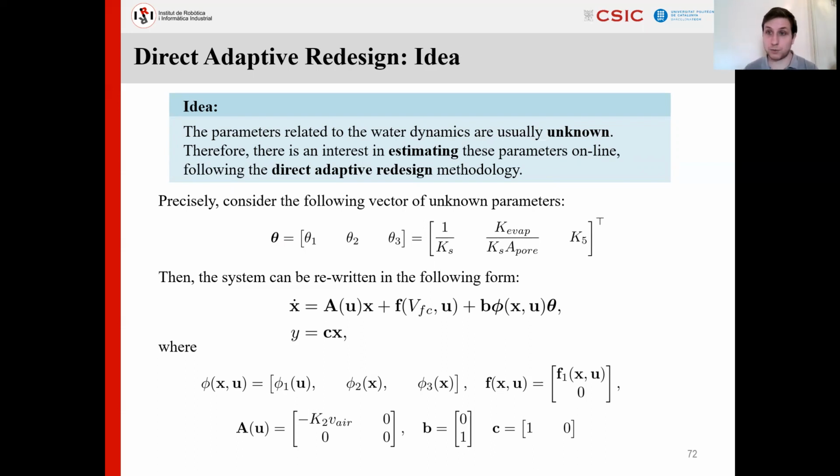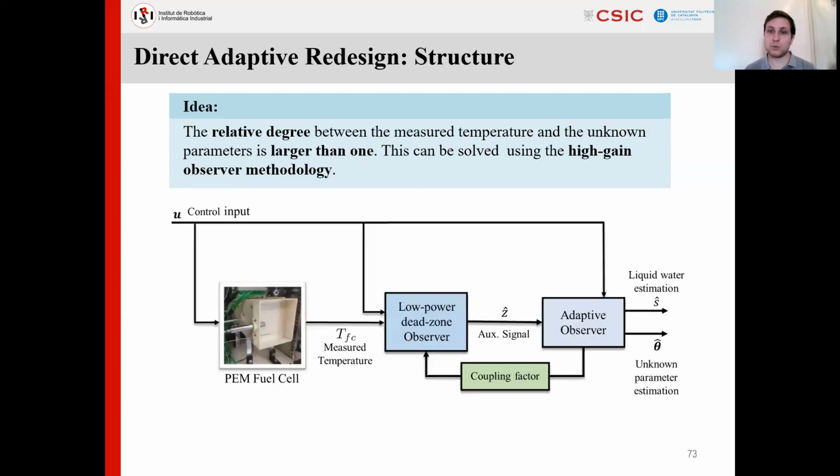So if we rewrite the system equations in this form, we can see that by multiplying the vector b by the vector c, we obtain 0. This means that these parameters are not relative degree 1 with respect to the measured output. Therefore, we cannot implement a direct adaptive redesign. Nonetheless, what we can do is to implement the high-gain observer modification proposed in this thesis. So we are going to deploy an auxiliary observer that estimates an auxiliary signal that is used to design the adaptive observer that estimates the liquid water saturation and the unknown parameters. And then we are going to couple these observers.